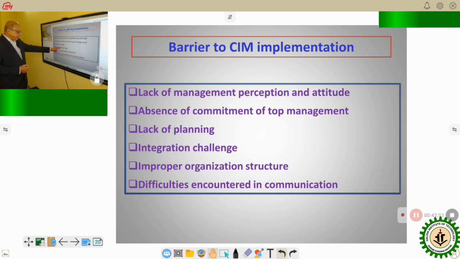Lack of planning, integration challenge. Although we talk about seamless integration, it is really difficult in reality to integrate the different software and hardware. Interoperability, maybe global, are very prominent issues. Improper organization structure, difficulties encountered in communication. So communication, interoperability, ontology, these play a very crucial role in IT systems. So it is extremely difficult to ensure completely seamless communications. That is why CIM also did not become extremely popular.